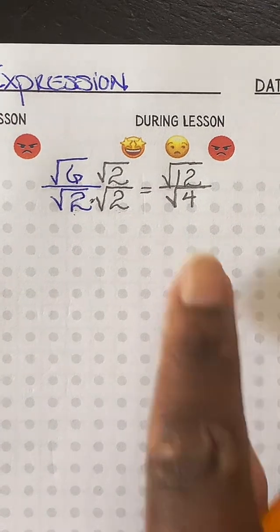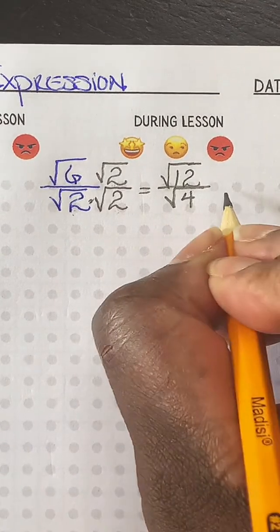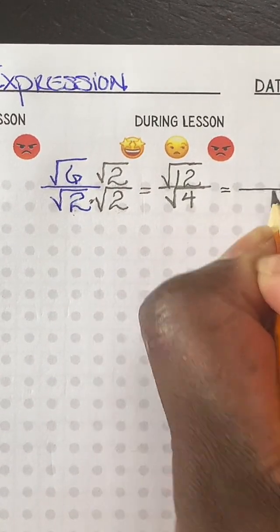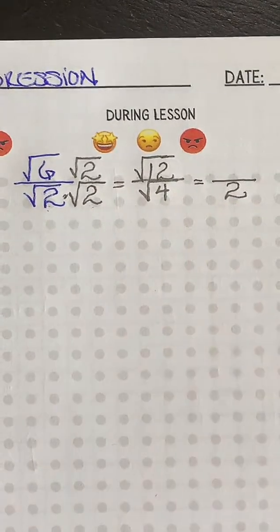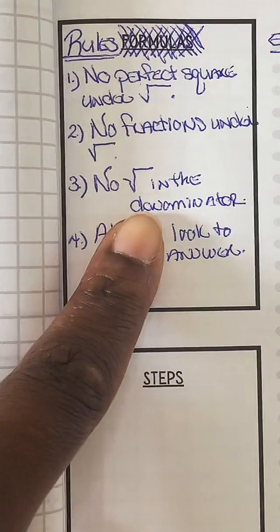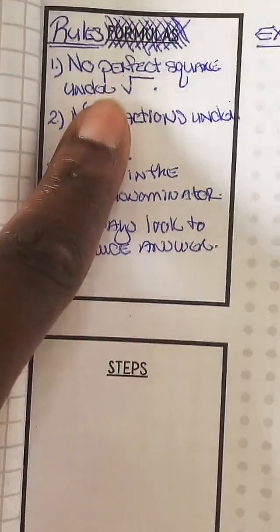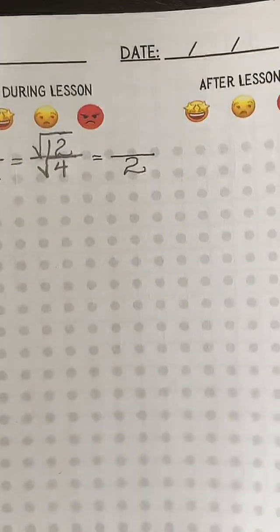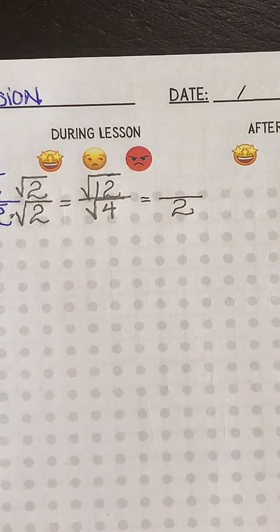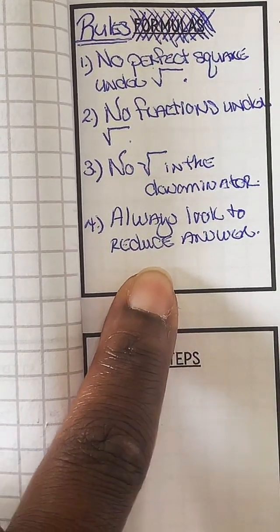But now, in my denominator, I got a perfect square root. So the square root of 4 is simply 2, without a square root. So we already knocked out the rule of no radicals in the denominator and no perfect squares underneath the radical. We knocked a couple rules out here. But we need to look at rule number 4, which says always look to reduce the answer.